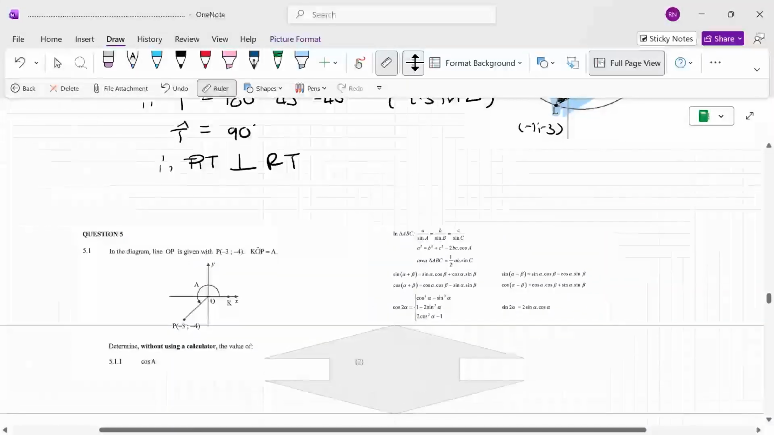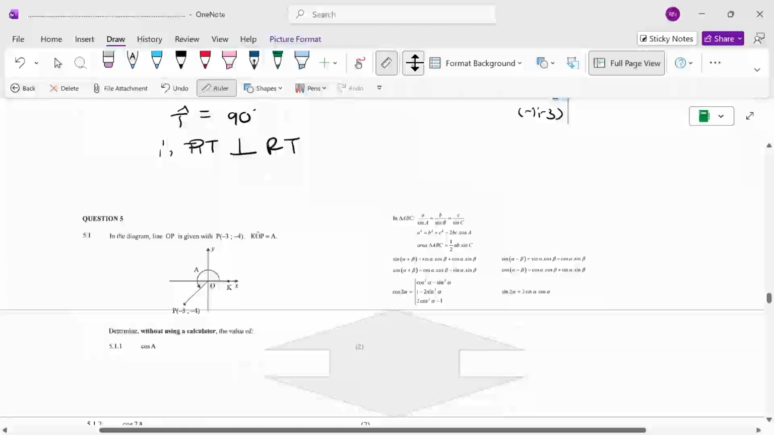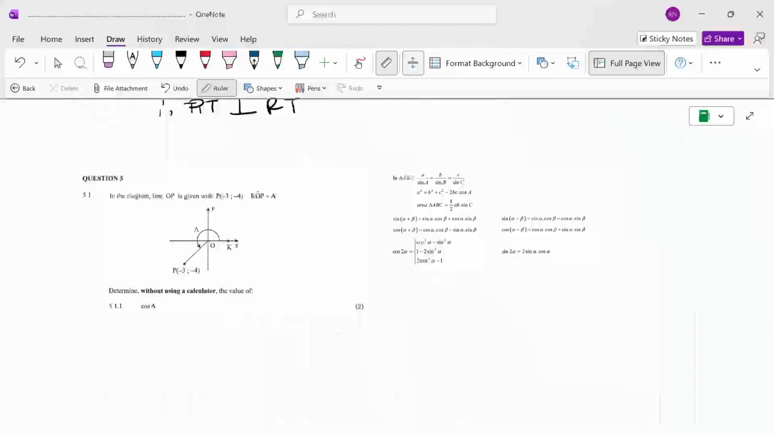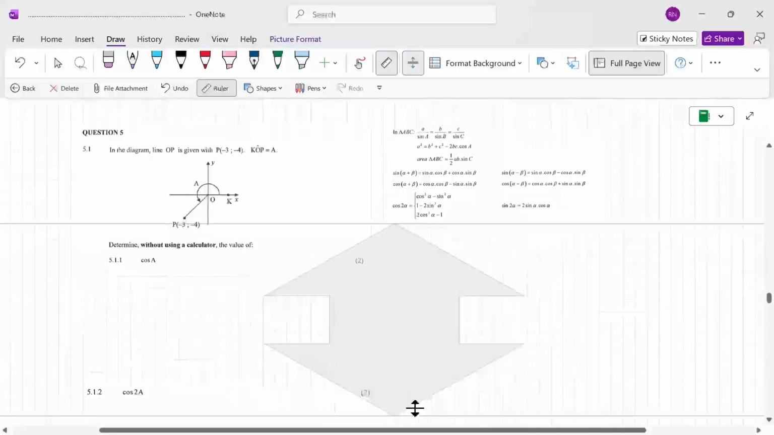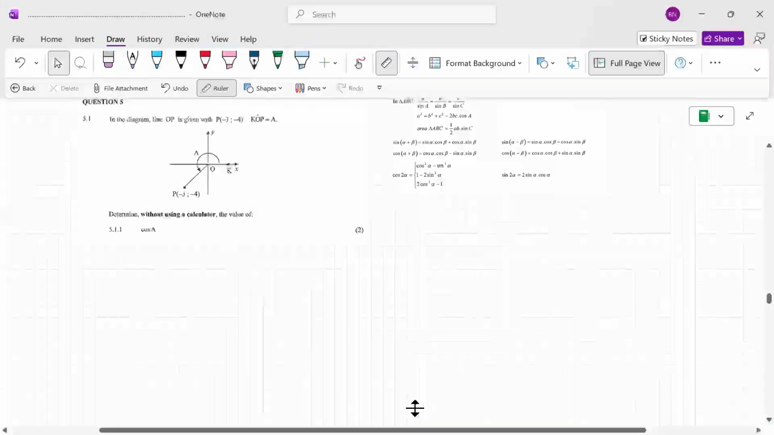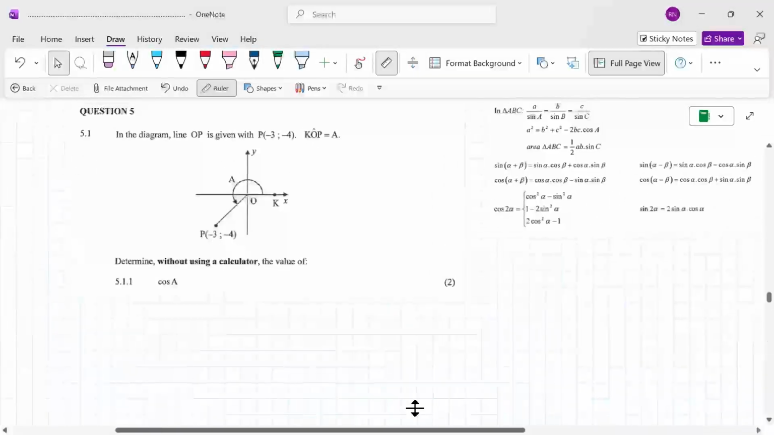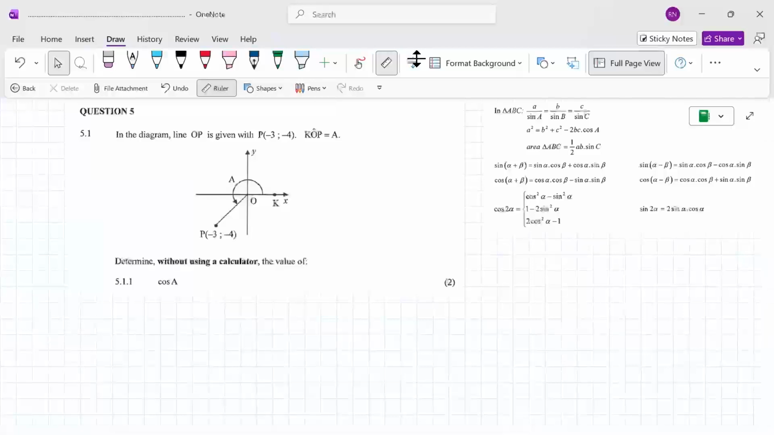Okay, so now trig can be the best topic ever, or the scariest topic ever. But because you've been doing it for so long, I feel like it has to be one of the best ones. So the first question says, in the diagram, OP is given with P being (-3; -4), and angle KOP being A. First, they ask: determine, without using a calculator, the value of cos A.